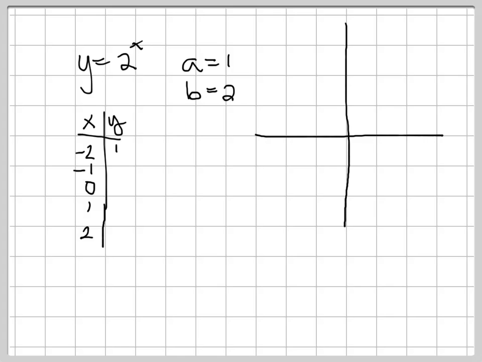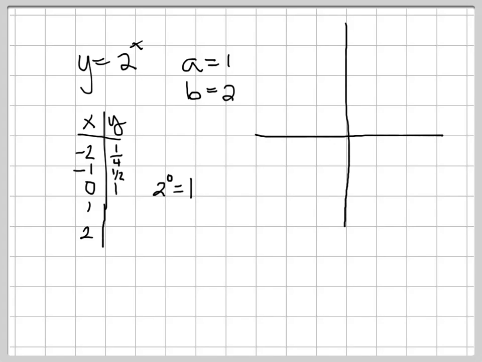When I plug -2 in, you've got to remember that that's a negative exponent. So that's going to be 1 over 4. Negative 1 is going to be 1/2. For 0, anything to the 0 power, for example in this case 2 to the 0, is always 1.